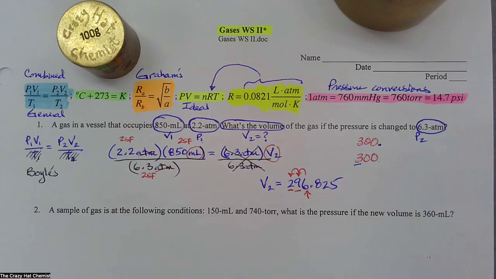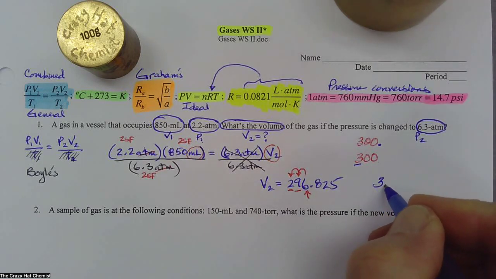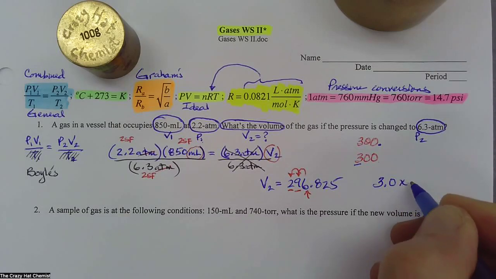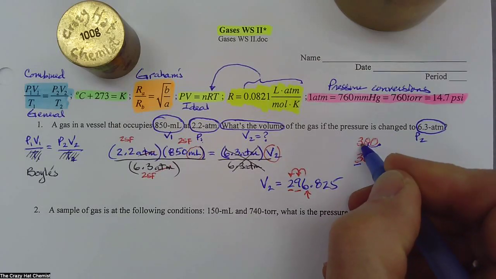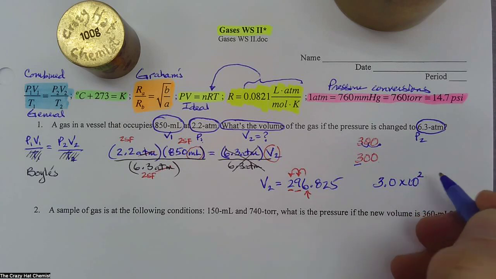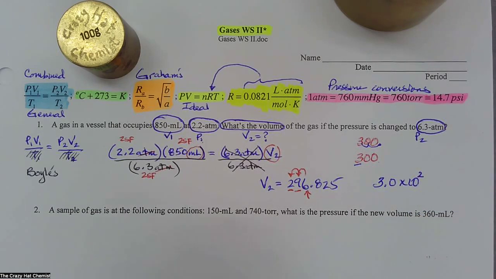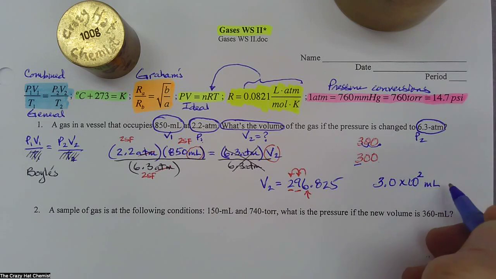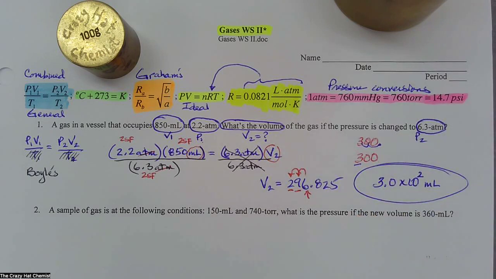So what we're going to have to do is put this in exponential notation. So it's going to be 3.0 times 10 to the 2 places, so that gives me my exponent of 2. And then my units are milliliters. And that is my volume. I'm going to circle that. That has 2 significant figures. Perfect. I think you guys are looking fantastic. We have done the very first problem here. So now let's cruise on to problem number 2.